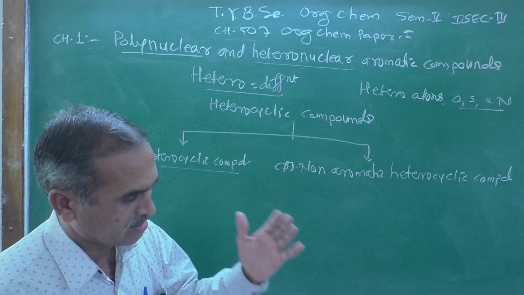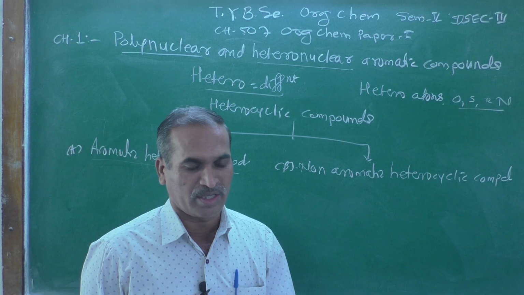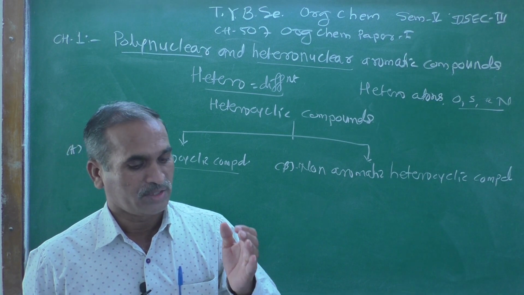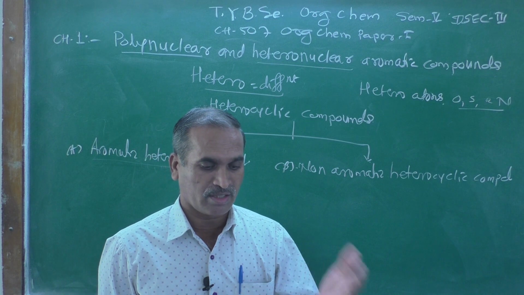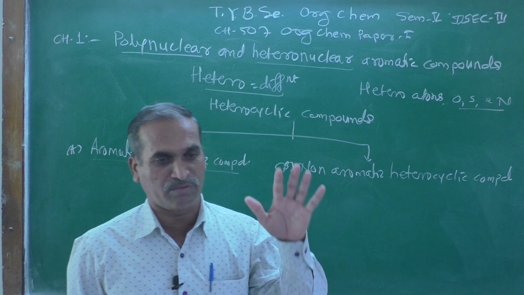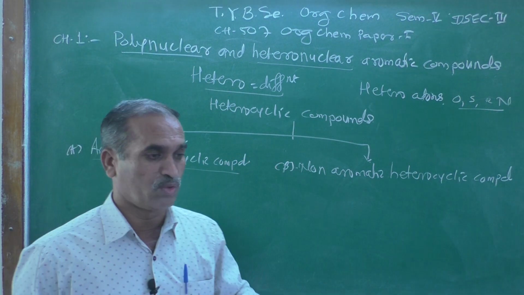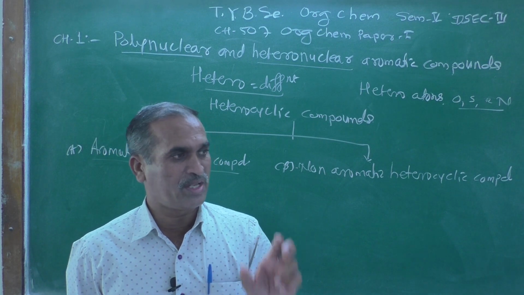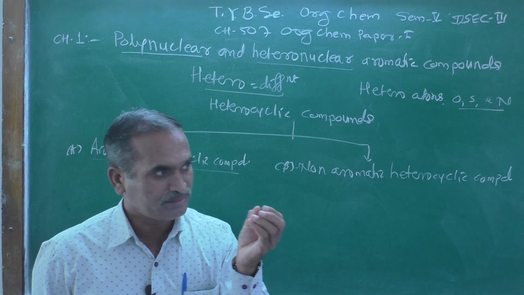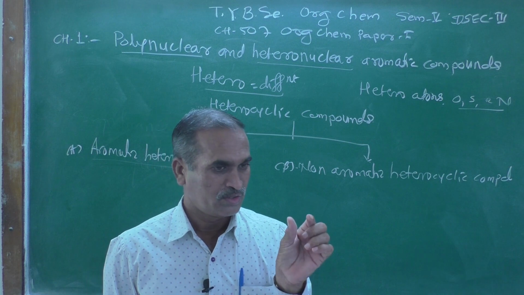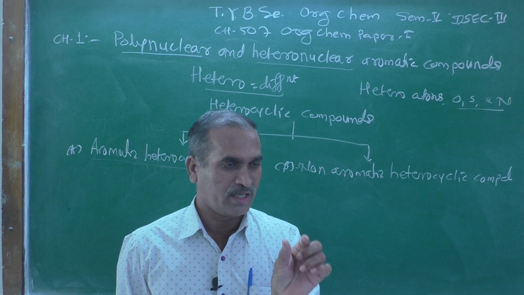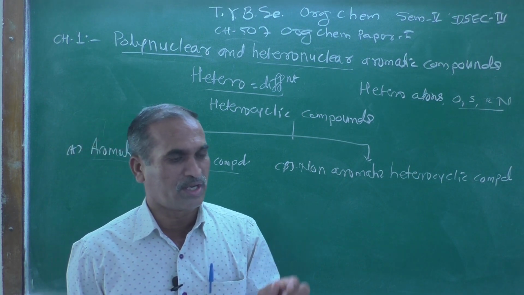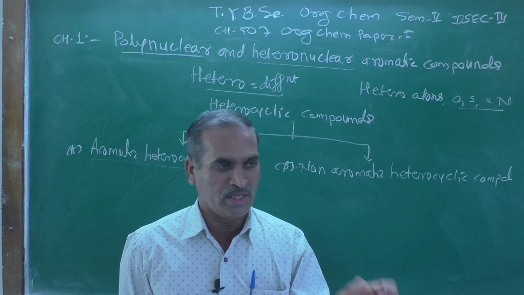And as we know, there are certain criteria for aromaticity, what is Huckel's rule, and the details of that we already studied in our introductory lecture when we started polynuclear compounds. Polynuclear means more than two cyclic compounds, for example two benzene rings fused together, sharing two carbon atoms, and the resulting compound is generally termed as a polynuclear aromatic compound.